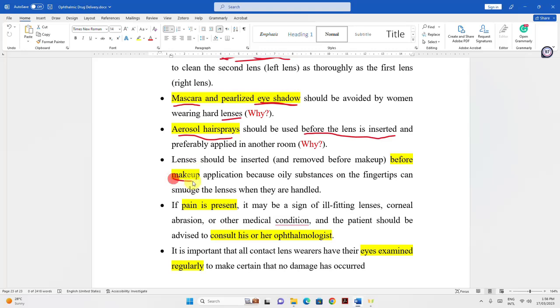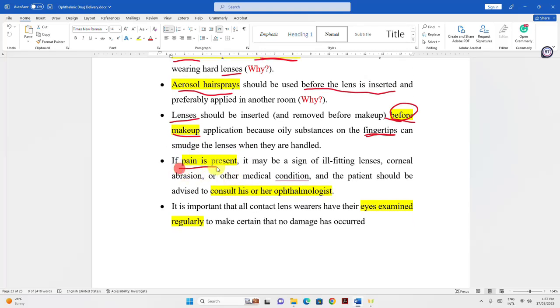Also, for the girls, of course, who are going to apply makeup, it's better that you insert or remove the lenses before makeup. Whether you want to remove the lenses or apply the lenses, do that first, then you can apply the makeup. The reason is, if you put makeup first, your fingertips will be smudged with the oily makeup, and this can affect the lenses.